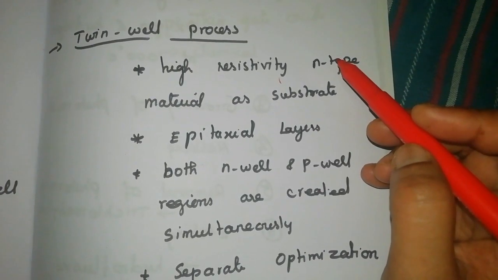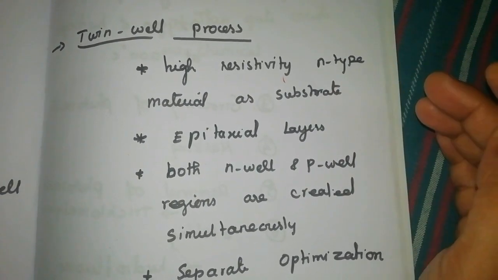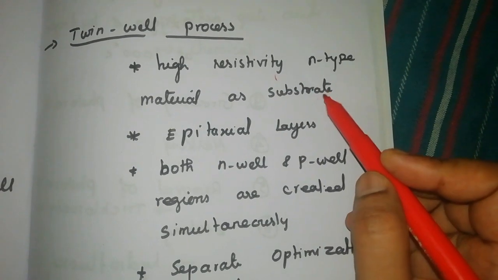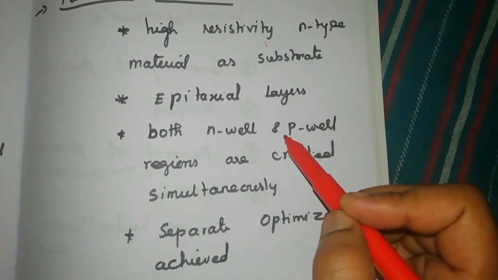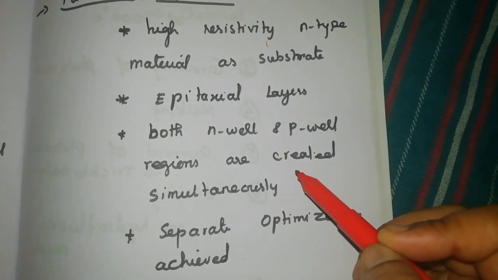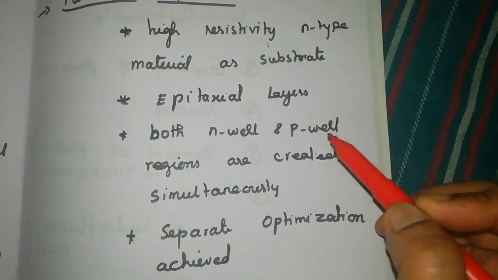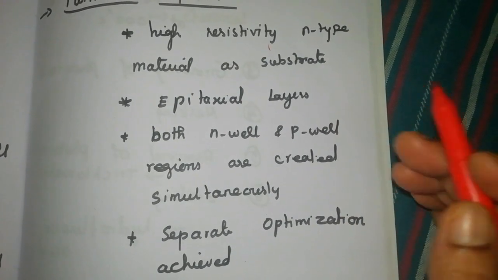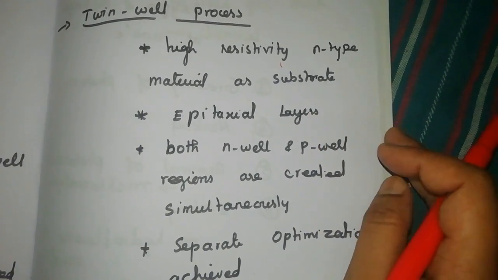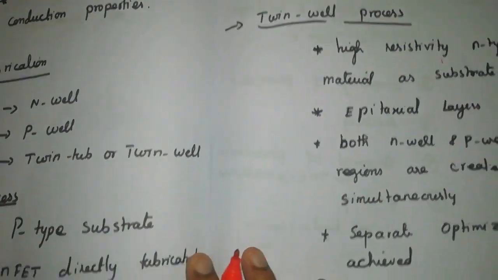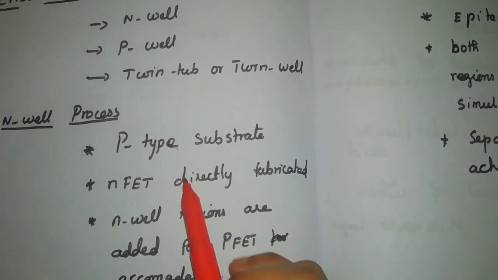Next one is the twin-well process, and here a high resistivity n-type material is used as the substrate. After this substrate we have an epitaxial layer, and in that layer both n-well and p-well regions are created simultaneously. So we can fabricate n-FET and p-FET simultaneously, and we can optimize each device separately, and this is the benefit of the twin-well process. But among these three processes, the most commonly used fabrication method is the n-well process.